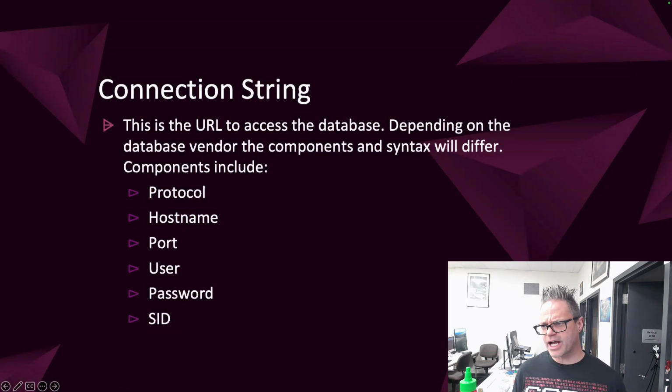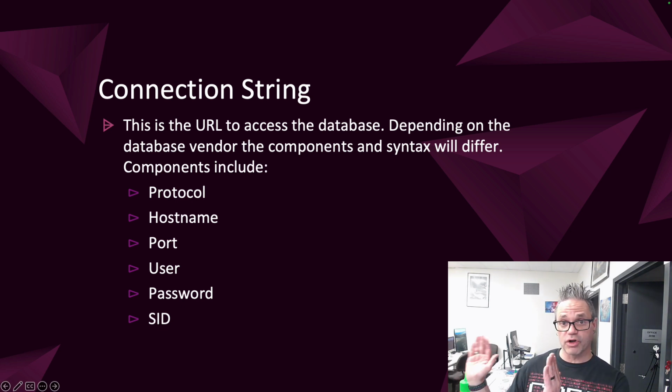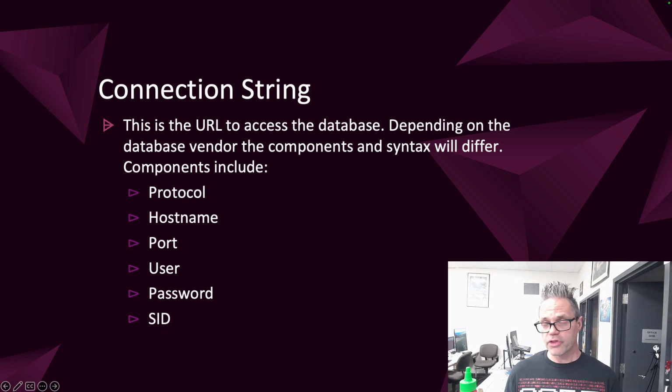Now your connection string is the actual way we talk to the database via Java. We have specific parts we have to work with. It's a connection string because it's a string piece of information, but it's also a URL. How you work with this depends on what database vendor you're talking with. MySQL, MariaDB, MongoDB, Oracle, Microsoft SQL Server are all different database vendors that have different requirements for their strings. The components, however, include a protocol, the host name, port maybe, the user, a password, and maybe even an SID. These are pieces of information you need to make that connection string.